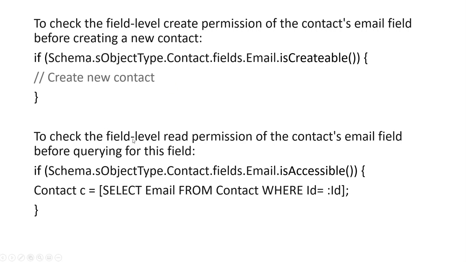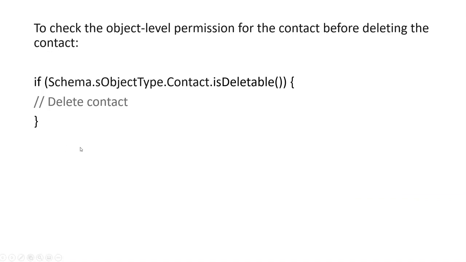This is to check the field level permission of the contact's email field before querying for this field. Schema, SObjectType, for this example it is Contact, field Email, isAccessible, then you read it. So this is running in user's permission mode. Let's move on to the next one.